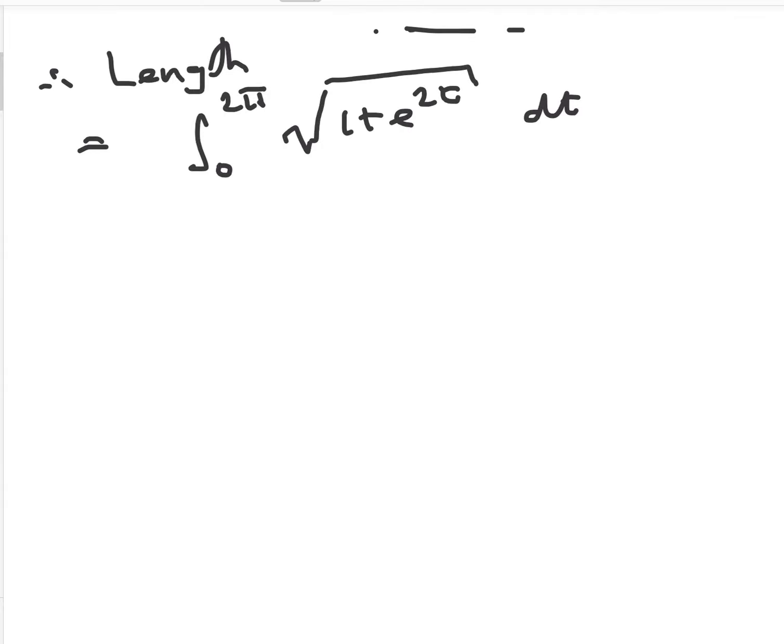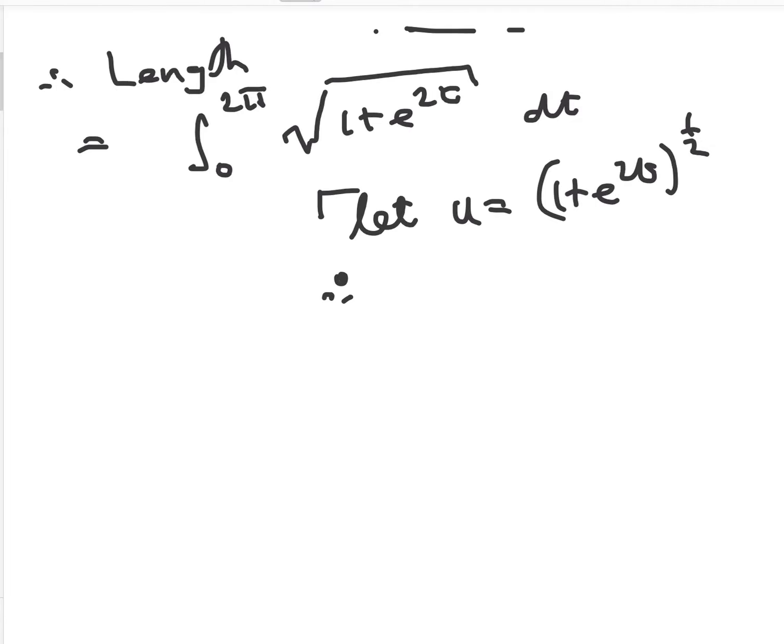I'm going to put u equal to this integrand, the thing to be integrated, and use some sort of substitution. So at this point then, I'm going to say let u equal 1 plus e to the 2t, to the half. Therefore, u squared drops the square root, and u squared is 1 plus e to the 2t. Essentially, we need to replace the dt also. Take the 1 to the other side, you get u squared minus 1 is equal to e to the 2t.